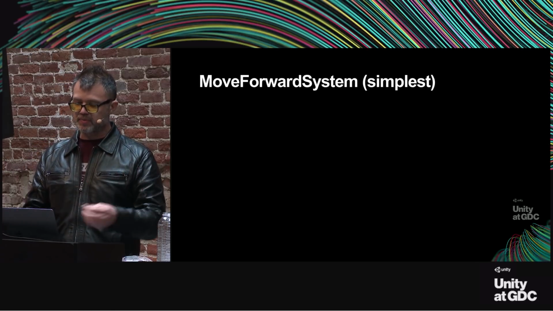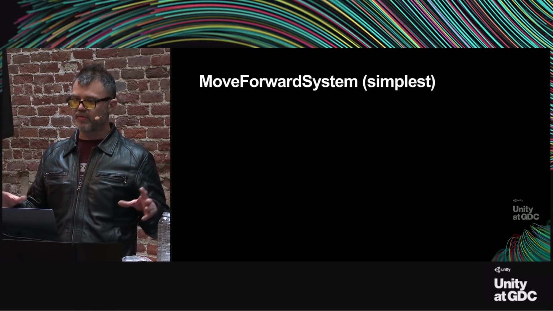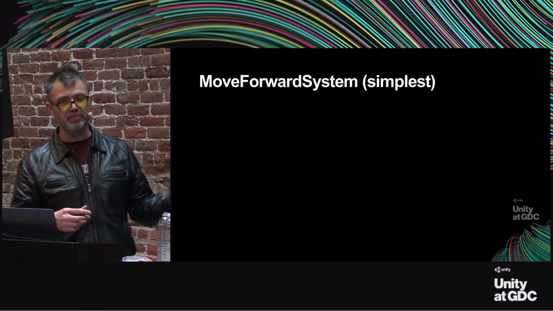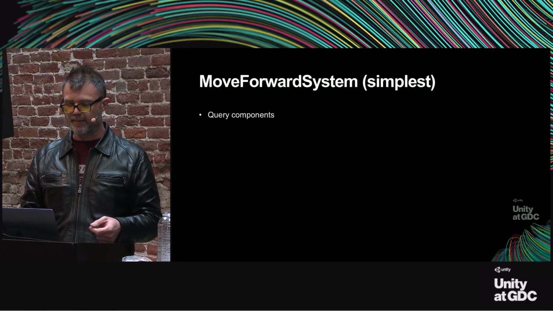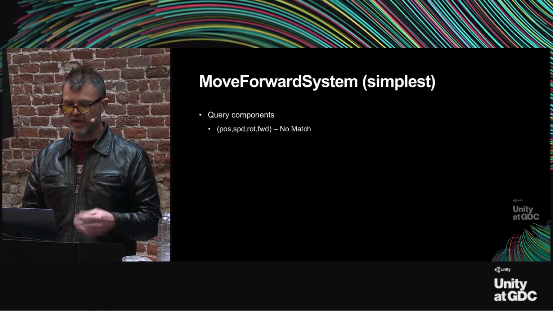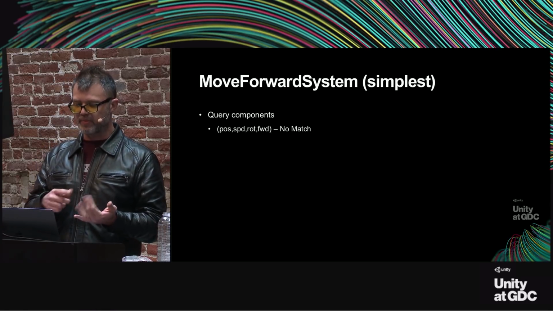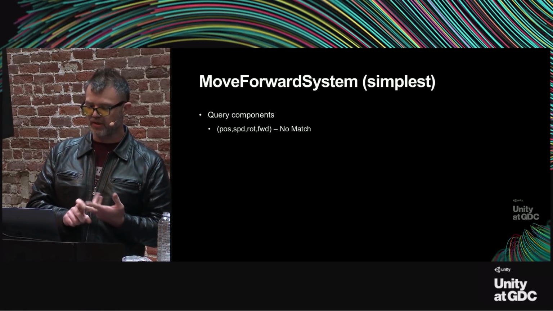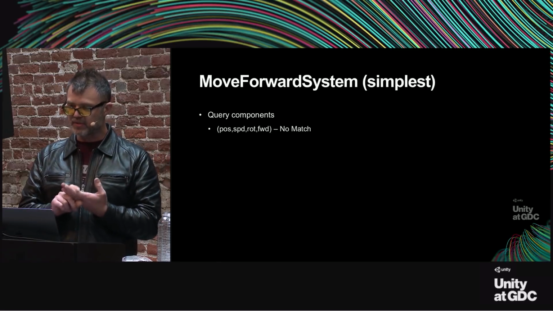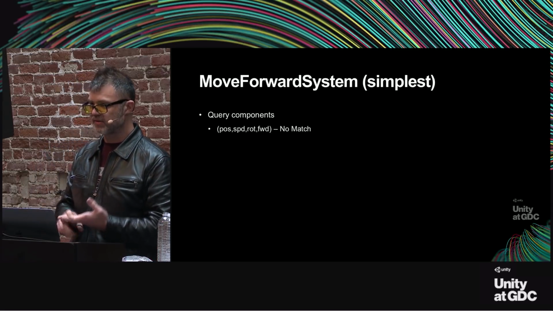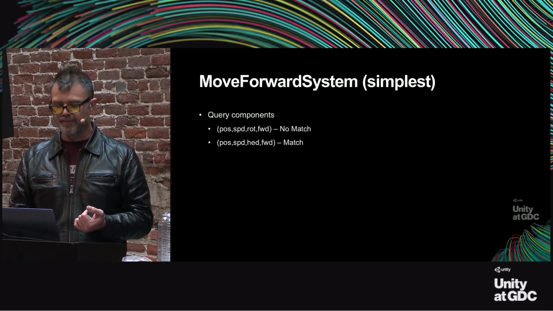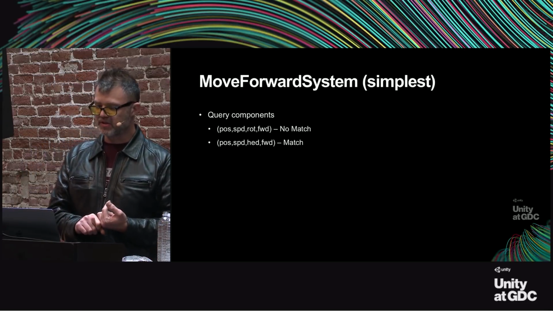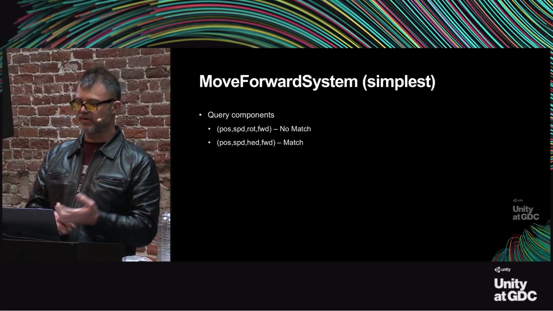So let's look specifically at the MoveForwardSystem in this sample, which is the simplest system in here, and how it actually works. First phase, query components. It's specifically querying for a combination of position, speed, rotation, and move forward. In this particular case, it finds no matches, zero, because we're not using rotation, we're using heading. But it also queries for position, speed, heading, and move forward, in which case it finds a match.